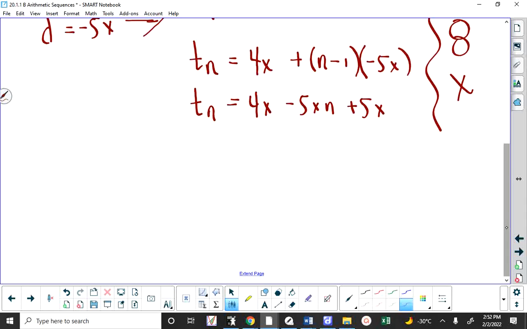4x plus 5x is no different symbolically than adding 4 puppies plus 5 puppies. If you add 4 puppies plus 5 puppies, other than a great deal of happiness, what you have is 9 puppies. So 4x plus 5x is 9x. Tn apparently is 9x minus 5xn. That's it.